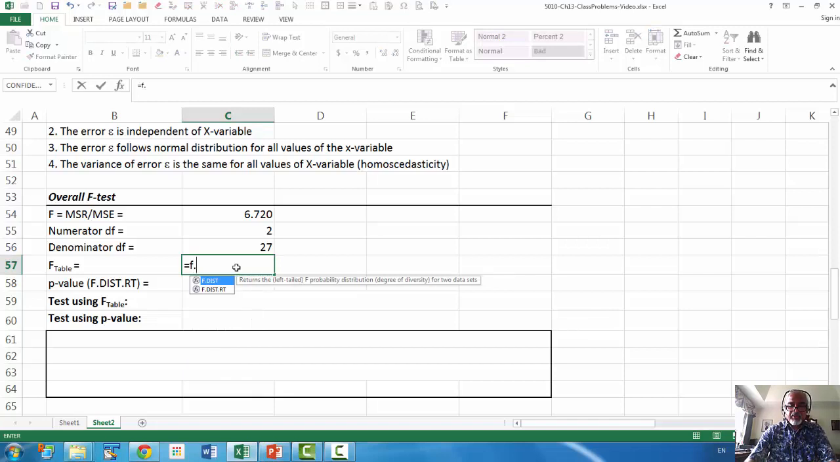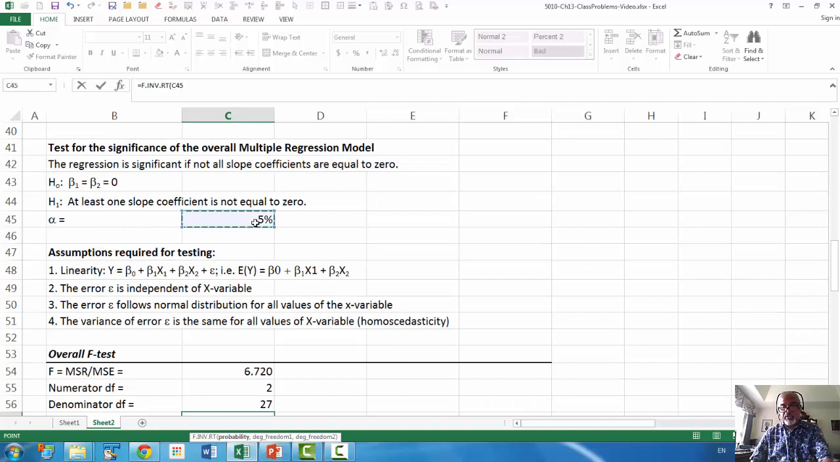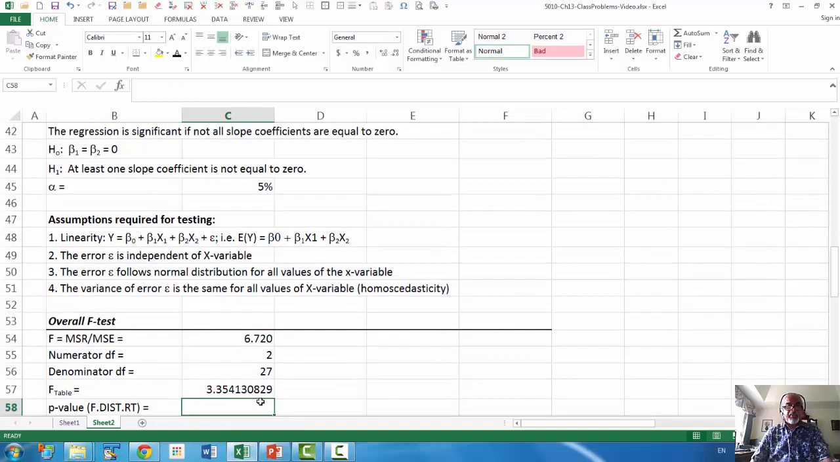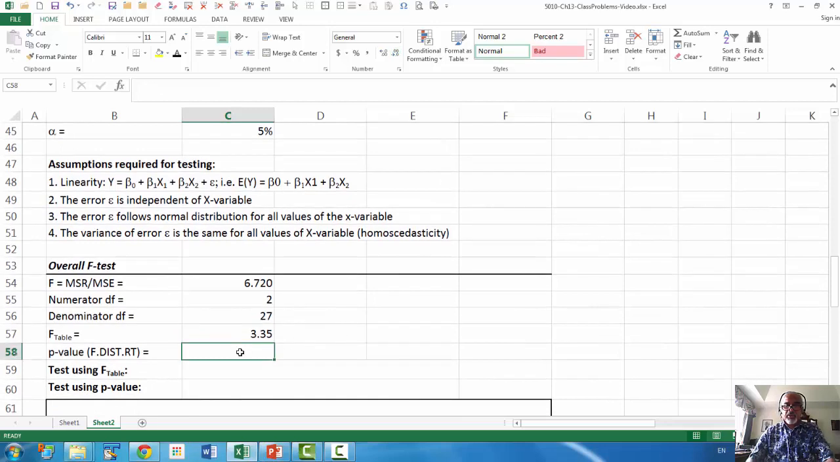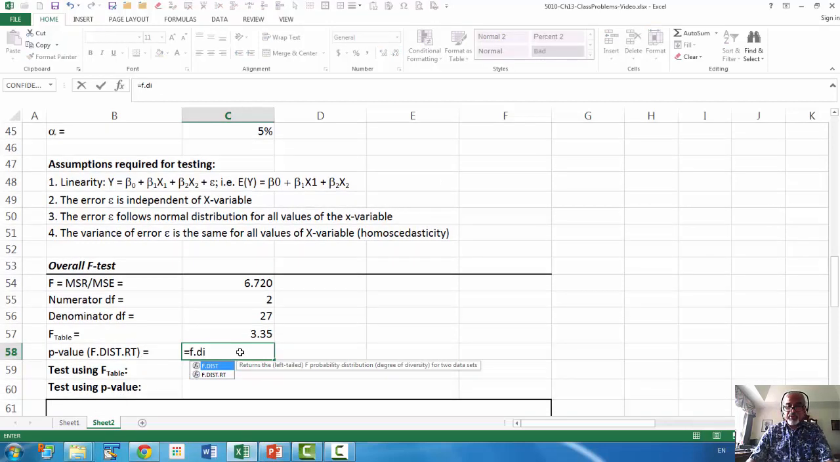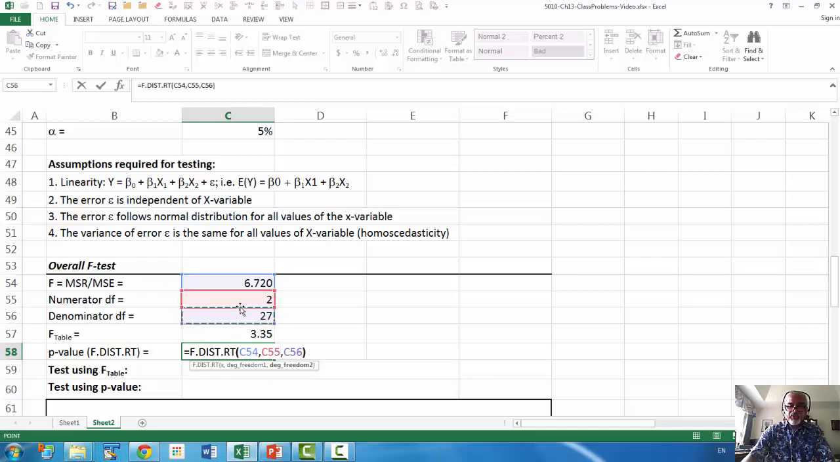Then the F table value is F.INV.RT of 5% and the 2 degrees of freedoms. The p-value, we can get the p-value from the ANOVA table for regression, or we can set up the F.DIST.RT of the f stat and the 2 degrees of freedoms.